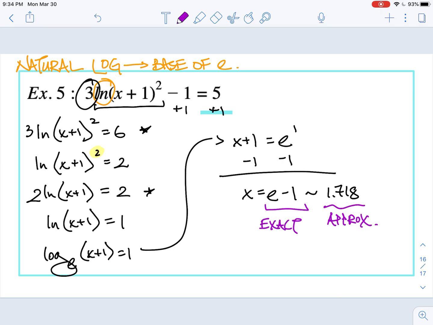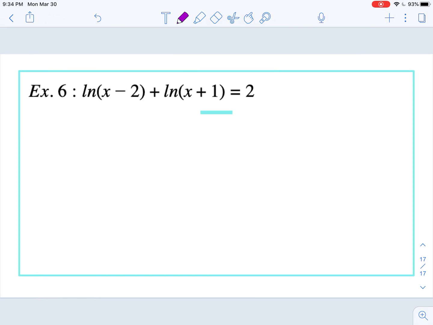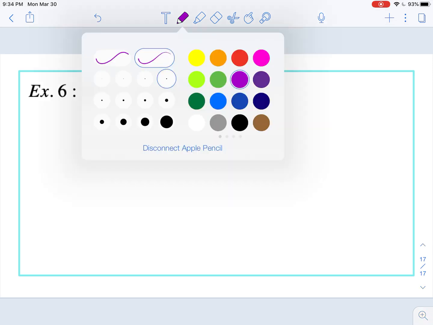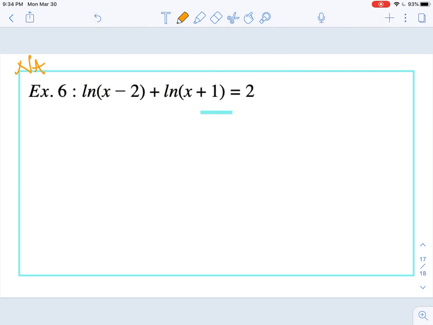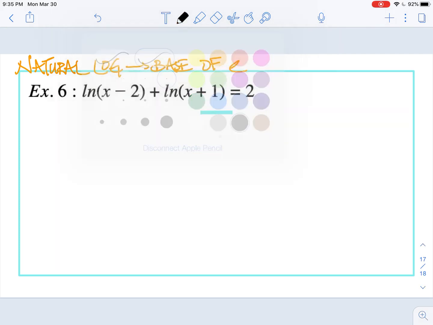All right, folks, let's take a look at one last example here. And that is example number 6. All right, this one, just like the last one, is the natural log. And we know that natural logs have a base of e. We can do our log properties to condense logs if they're a natural log or a common log. That part doesn't actually matter.